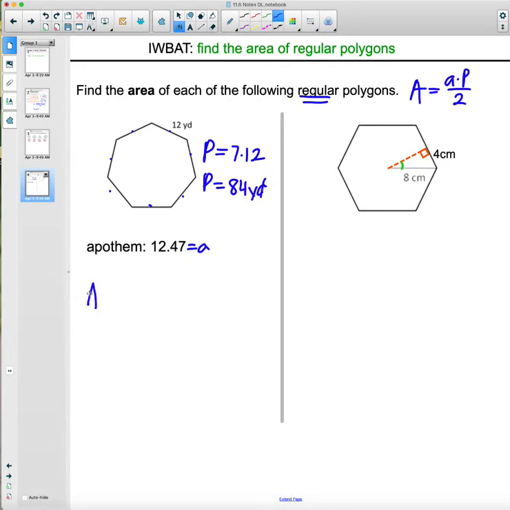So to get the area of this septagon, we would do the apothem, which is 12.47, times the perimeter, which is 84, and then divide that by 2. You can just type that in your calculator. So 12.47 times 84 divided by 2 gives us 523.74 yards squared.